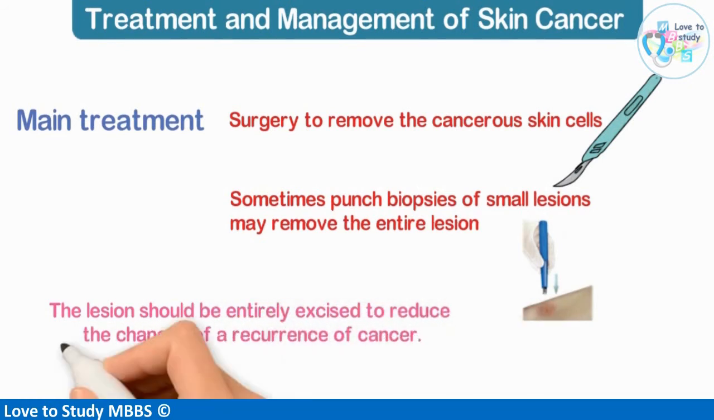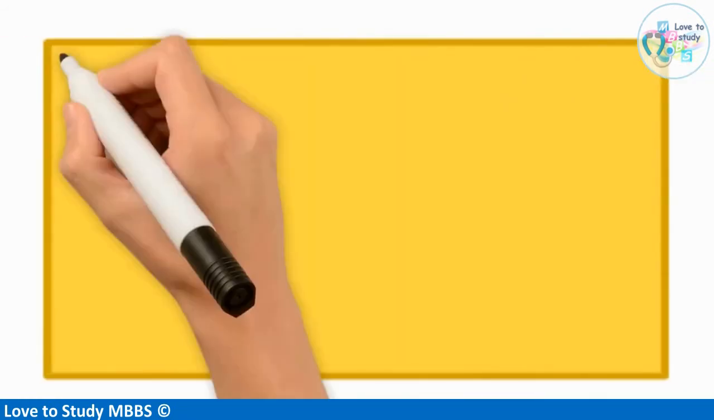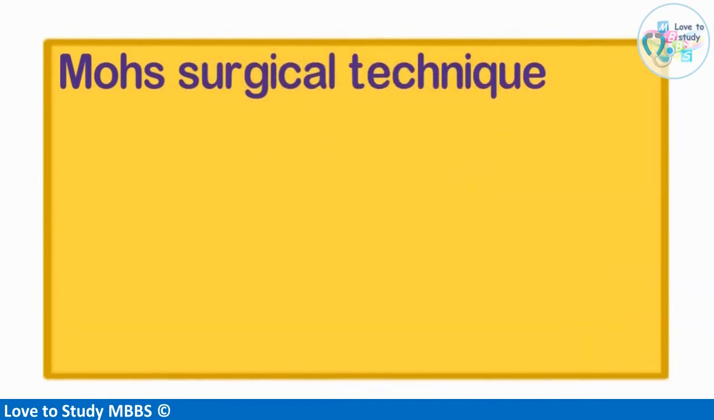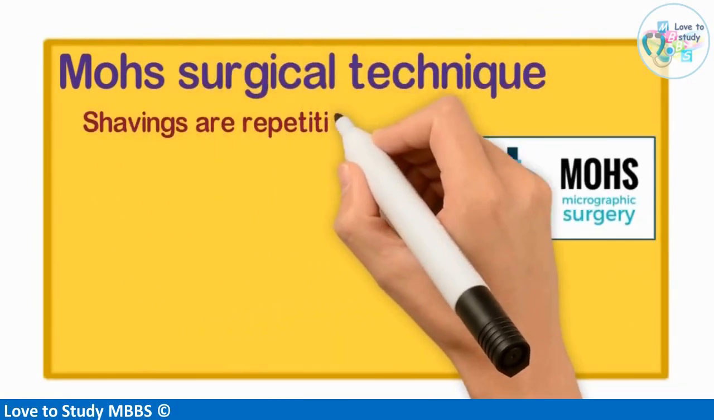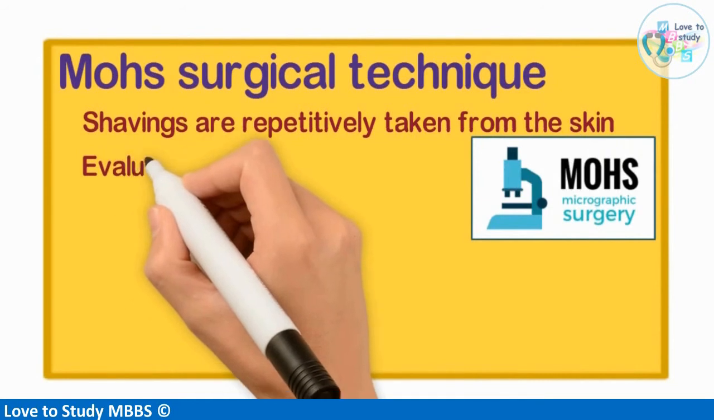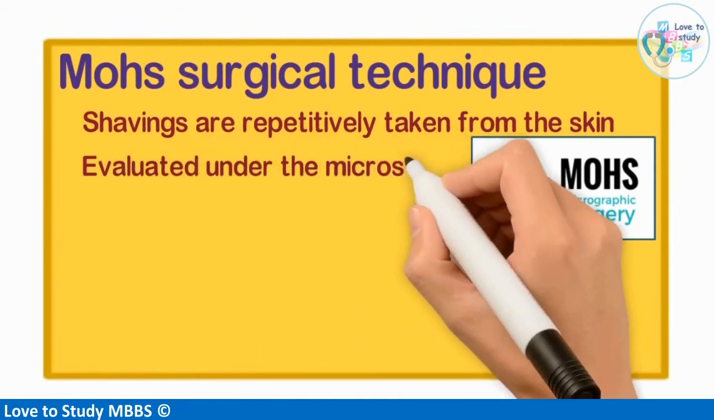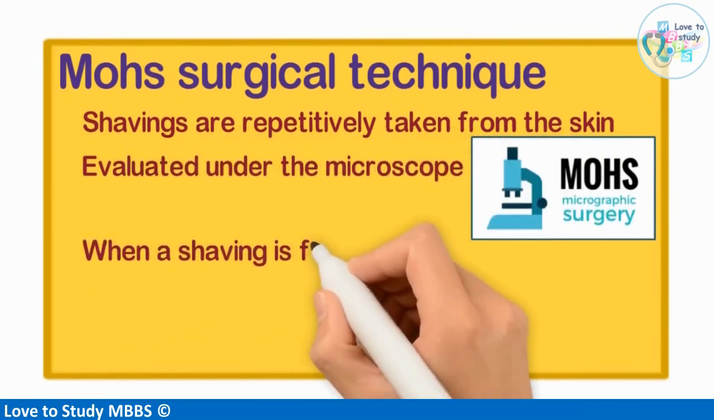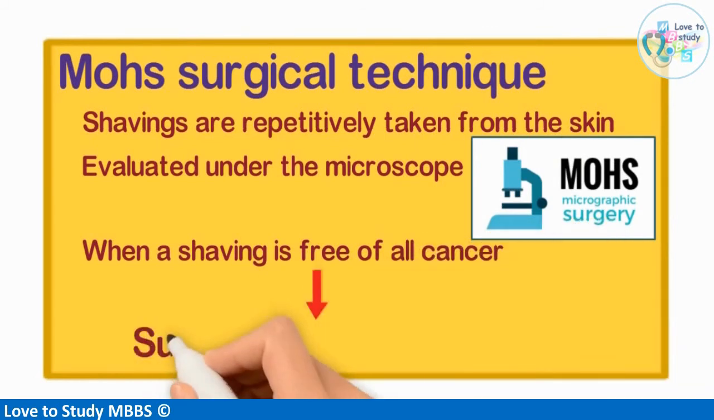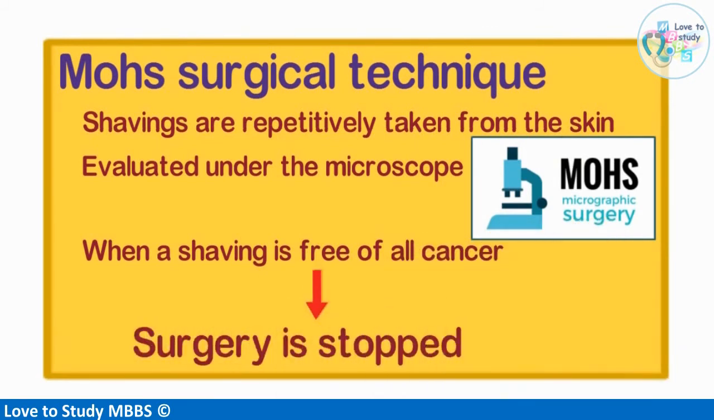Besides traditional surgical excision of the lesion, there is the Mohs surgical technique, in which shavings are repetitively taken from the skin and evaluated under the microscope. When a shaving is free of all cancer, the surgery is stopped, and it is determined that the skin cancer has been completely removed, with a limitation on the amount of healthy tissue removed.